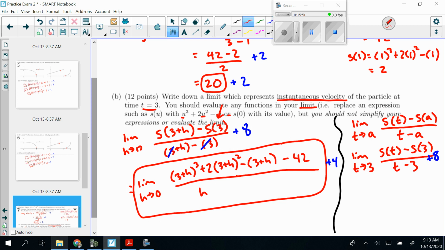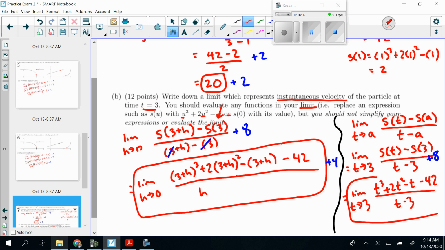Then you had to substitute in. So if you substitute it in here, s of t would be the function that we had, so t cubed plus 2t squared minus t. S of 3 is still 42 like we had from part A, over t minus 3. So that could have been a different way of doing it. That's 4 points. You didn't need both of these, you just needed one or the other for full credit.